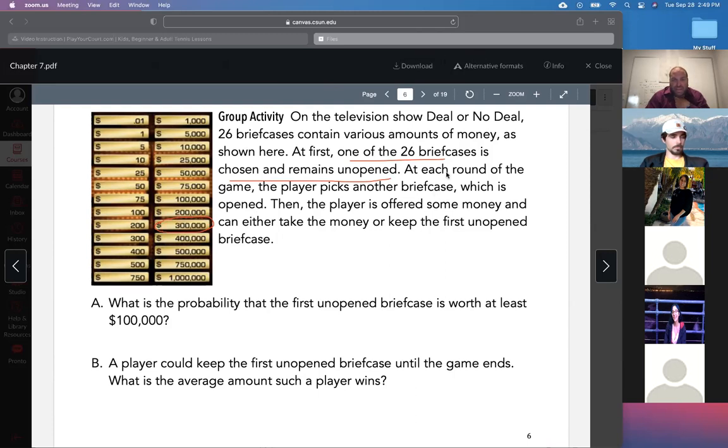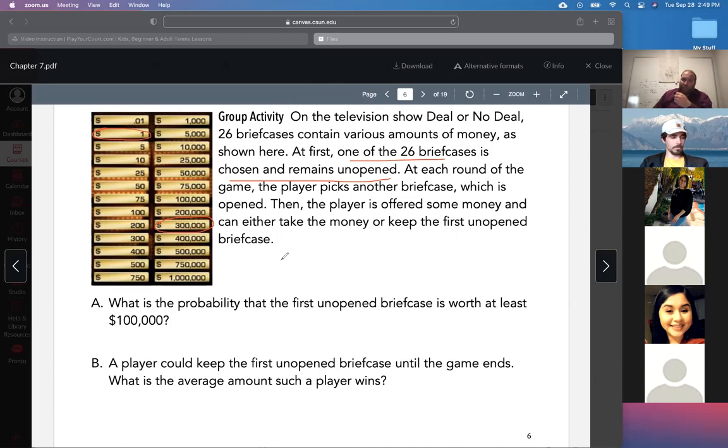Yes. Now, every round, you pick a different briefcase, and that one is opened. So suppose I pick $1. Suppose I happen to pick the briefcase, it's $1. The host says, do you want the dollar, or do you want to stay with the one that you first originally picked?